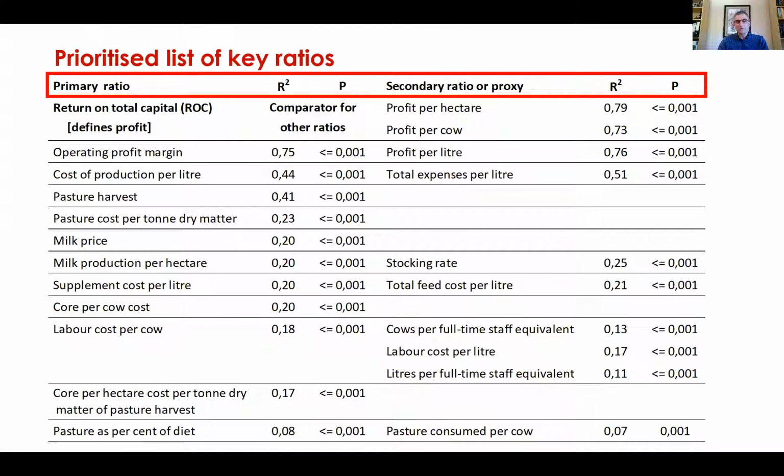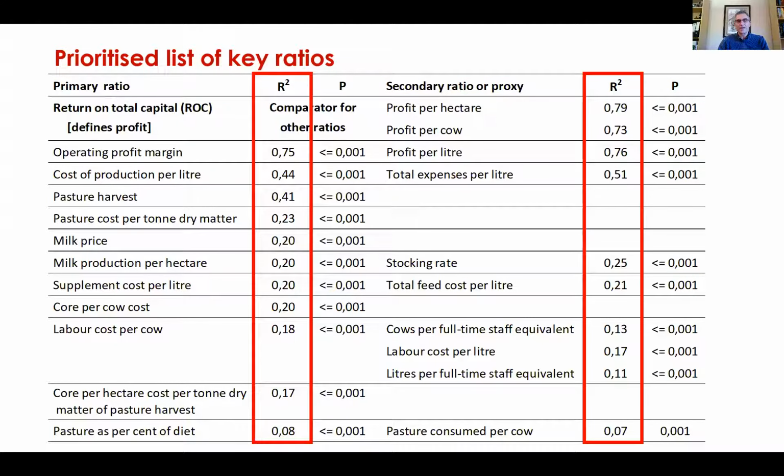There are other important ratios such as return on equity or equity percentage that are specific to the individual business and not included in this presentation. All of the R-squared values are listed in the highlighted columns, with these confirming the proportion of the variation in profitability as defined by return on capital that can be explained by that factor. The left-hand column of R-squared values for the primary ratios are ranked from highest to lowest.